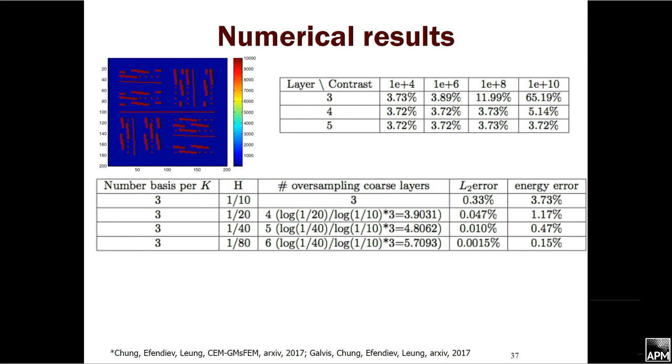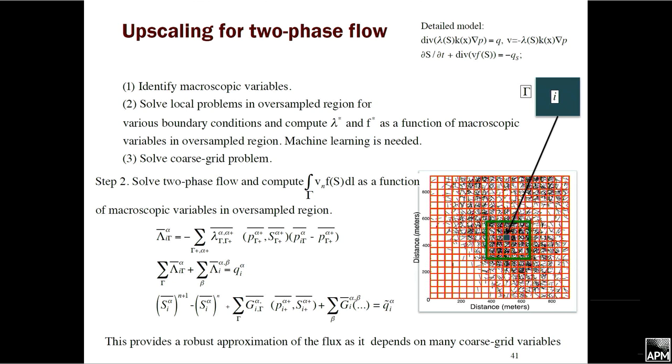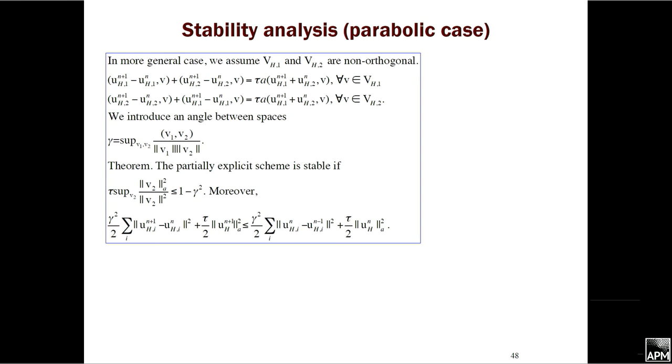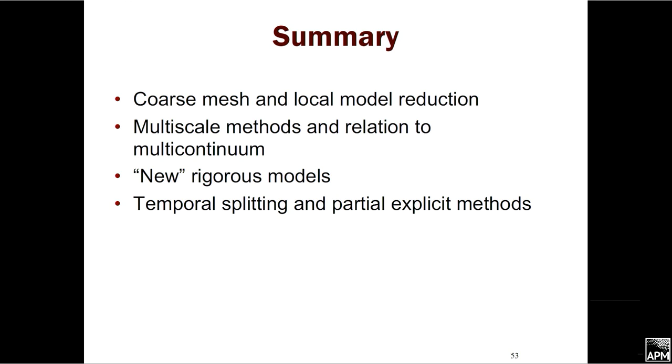I think this is the last part. This is about stiff equations and how you can use it. We call it the partial explicit method. We just started. Basically, we treat the multi-scale part implicitly and the rest explicitly. And I will stop here. You can find all this on arXiv, in my papers, particularly the last one.